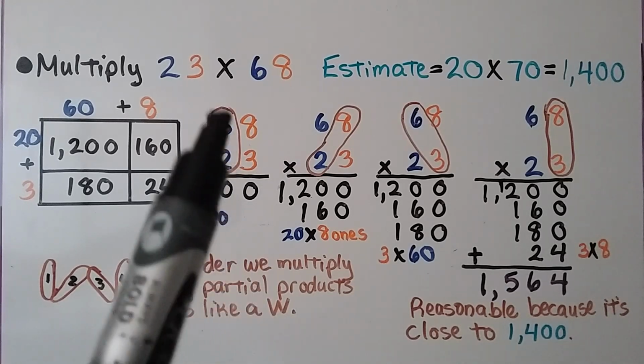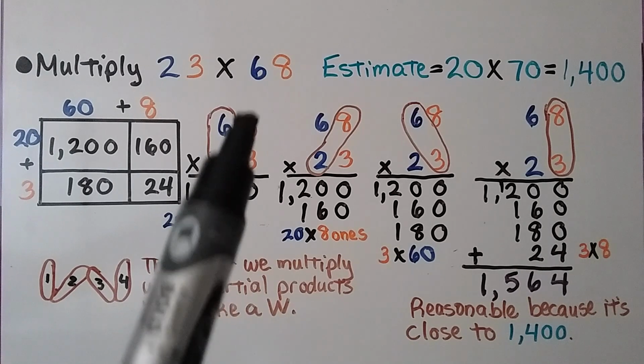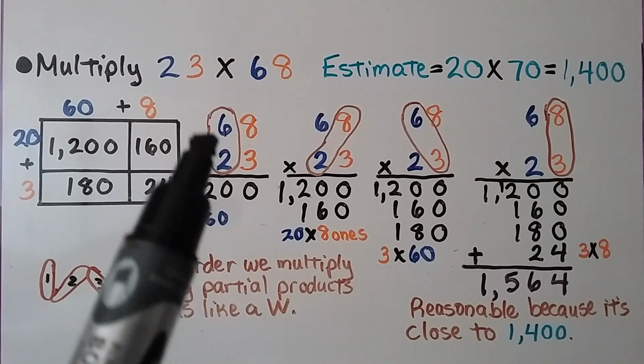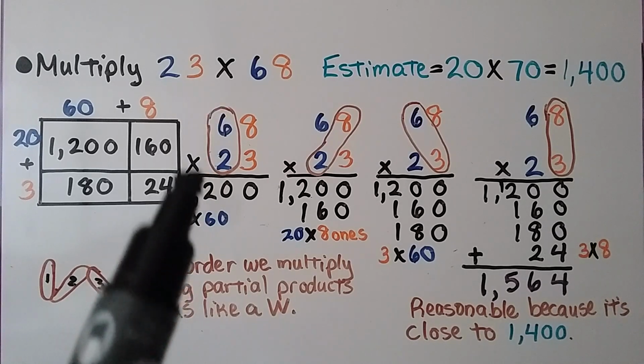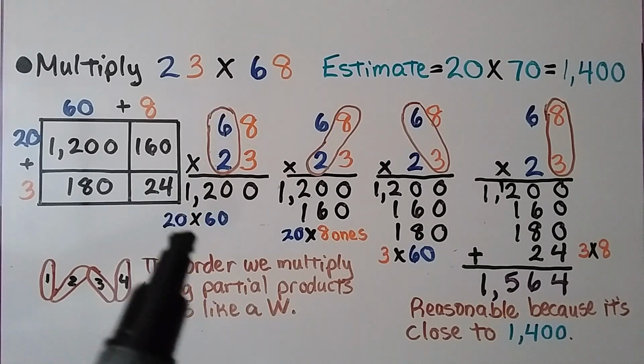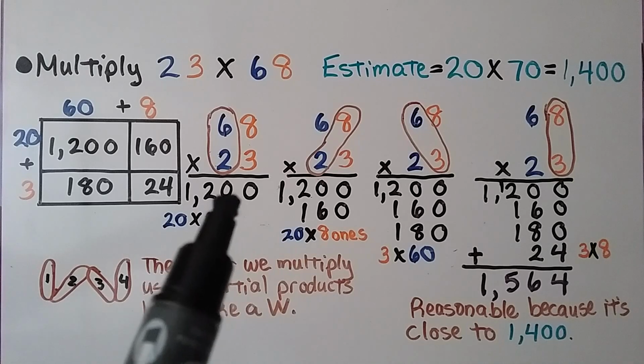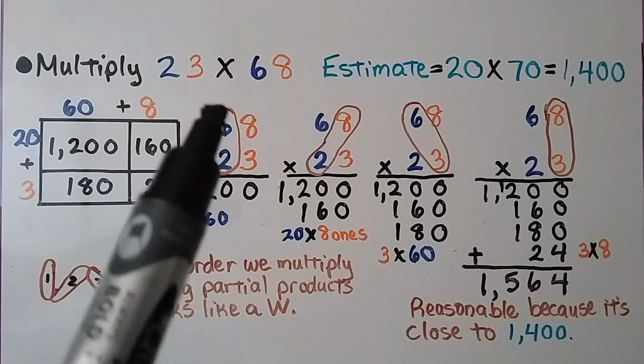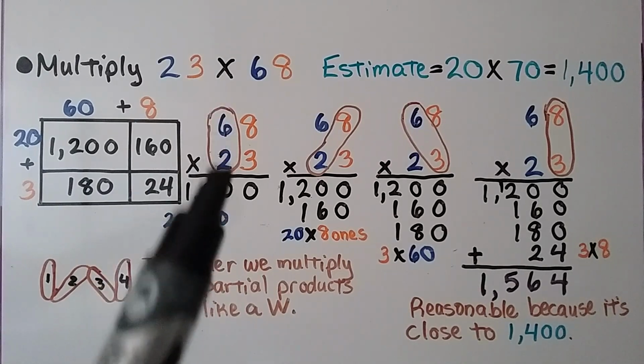We start in the tens place to multiply using partial products. We have 20 times 60, a 2 times a 6 is a 12. We have 2 zeros in the factors, so there's 2 zeros in the product. That's 1,200. That's the first place values we multiply, the tens to the tens.